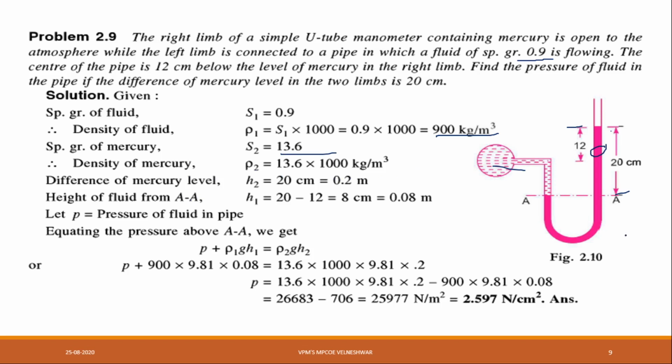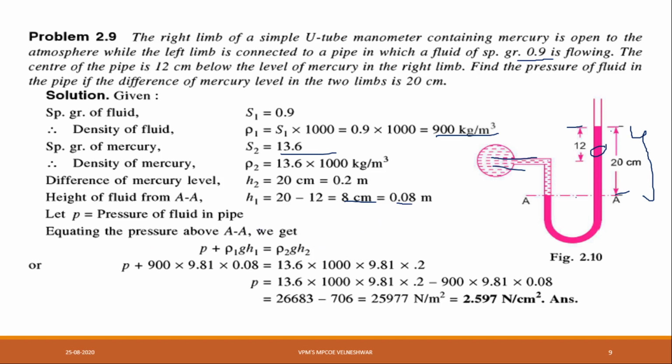Now the difference of mercury level h2 is equal to 20 centimeter. Overall distance, how much is there here? That is 20 centimeter, equal to 0.2 meter. Now the height of the liquid from AA, from here to here, how much is it? That is 20 minus 12, equal to 8 centimeter. Now converting into meter, 0.08 meter.